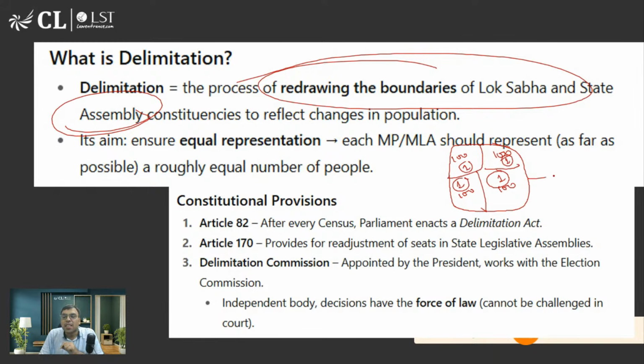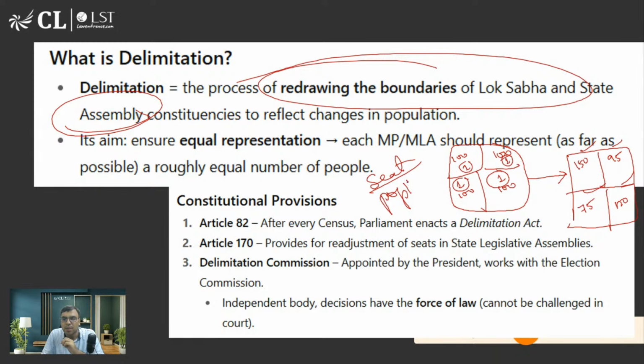Now what happened? Let's say after 10 years, this has changed. So at this place 150 people came, here it became 95, here it became 75, and here it became 120. Now we have to change the boundaries again in such a way that the seats divided by population ratio remains the same.